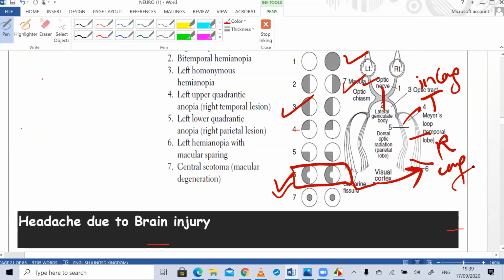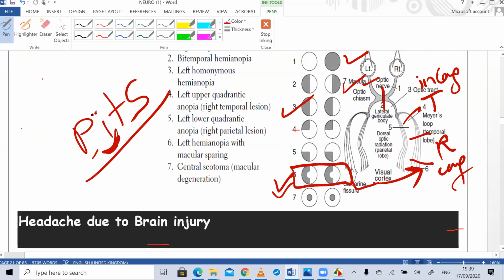Okay? So what's left from the visual field defects? Superior quadrantanopia and inferior quadrantanopia. This is the mnemonic. Inferior quadrantanopia comes with the parietal loop lesion, and superior quadrantanopia comes with the temporal loop lesions.